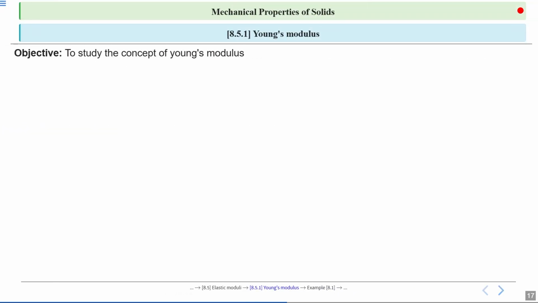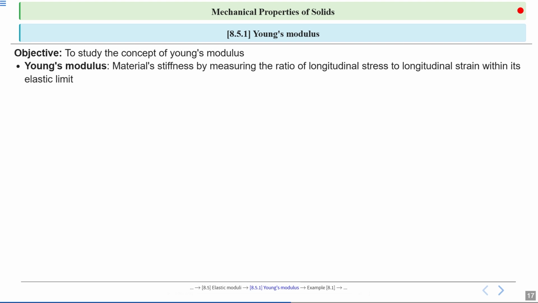Now, Young's modulus. Young's modulus is a measure of a material's stiffness. It tells us how much a material will stretch or compress when a force is applied, as long as we stay within its elastic limit. In simple terms, it's the ratio of longitudinal stress, which is the force per unit area, to the longitudinal strain, which is the relative change in length.